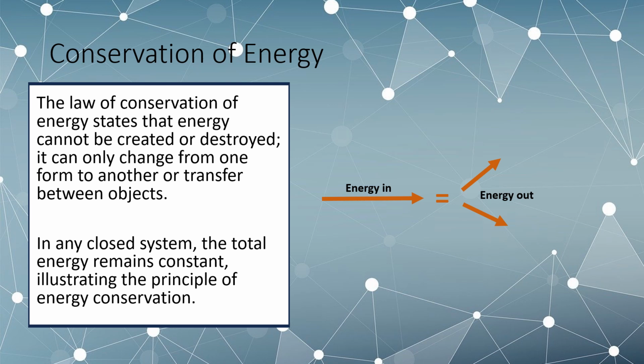So you can see on the right here, our energy in equals two different energies coming out, but those arrows equal the same length. In any closed system, the total energy remains constant, which illustrates this principle really well. In open systems, it's a little harder to track as you can lose energy to a lot of different things.